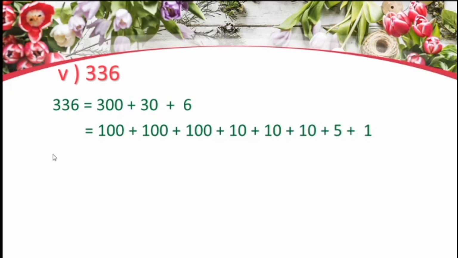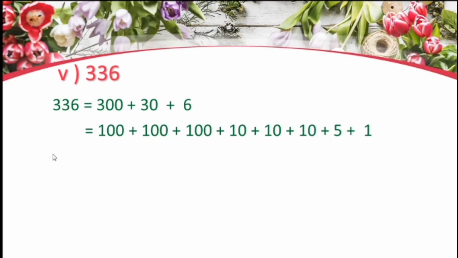Next, 336. Expanded form of 336 equal to 300 plus 30 plus 6. Next, we want to split the numbers based on the basic Roman symbols. So 300 can be written as 100 plus 100 plus 100. 30 can be written as 10 plus 10 plus 10. 6 can be written as 5 plus 1.